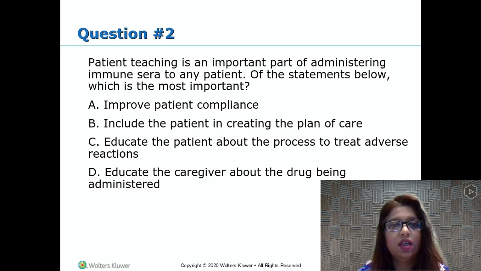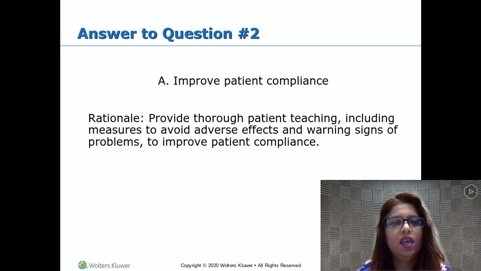Question number 2. Patient teaching is an important part of administering immune sera to a patient. Of the statements below, which of the following is the most important? Improve patient compliance, include the patient in creating the plan of care, educate the patient about the process of treating adverse reactions, educate the caregiver about the drug being administered.